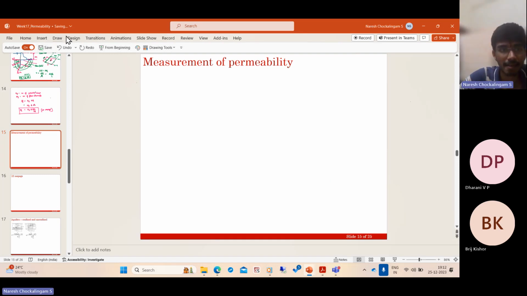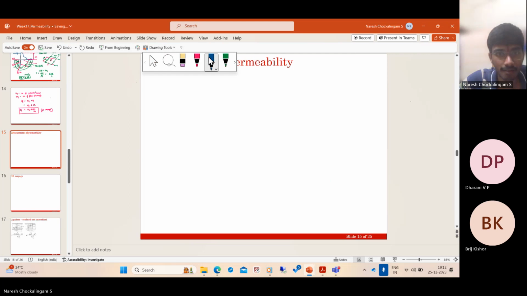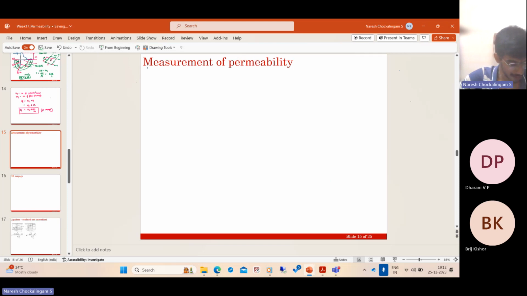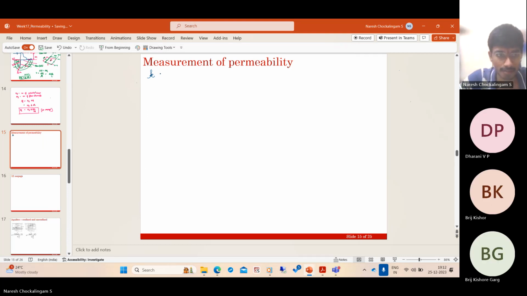So let us see how we measure permeability. Let us see what is the range of permeability. Typically, the permeability or the hydraulic conductivity K of the soil varies greatly.